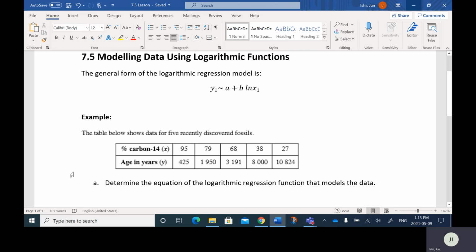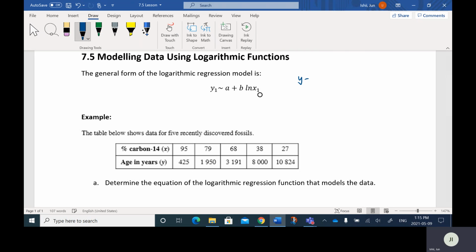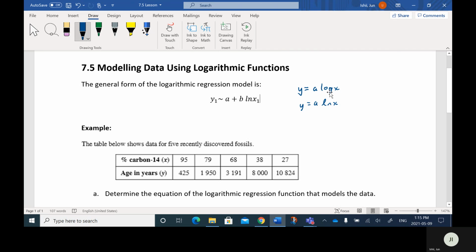A couple things I want to point out before I go into the first example. In terms of logarithmic functions, in the previous unit we had y = a log x, and we had y = a ln x. These are both logarithmic functions, and for the purposes of this course and the previous unit, we just assume that they're the same, since they both generally have the same shape.